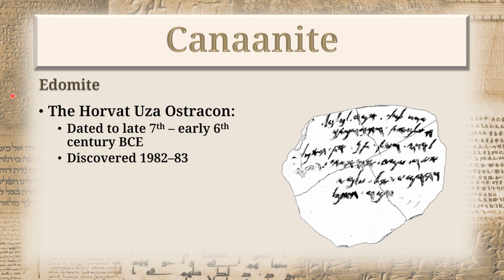This is probably the longest preserved Edomite text. It's called the Horvat Uza ostracon, so it's a pottery shard. It was found in a place named Horvat Uza in the Negev desert. It was some kind of fort ruin, and at least one pottery shard with writing on it was found in there. It's dated to the late 7th or early 6th century BCE, and it was discovered on an archaeological expedition in 1982 and 1983. This is what it looks like though.